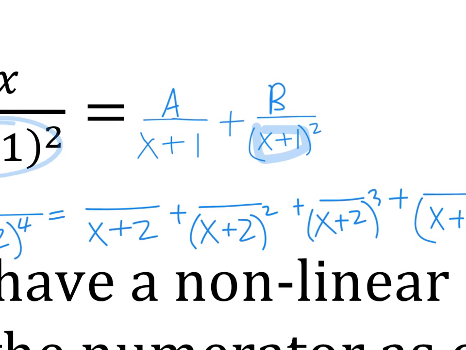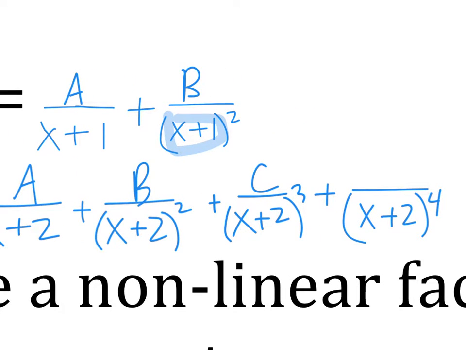Okay, let's try this one. This bottom one. X plus 2, what goes on top? A. And then x plus 2 squared? B. And then x plus 2 cubed? C. And then x plus 2 to the fourth? D. Okay, so we only care about that factor that's being repeated, not the power.